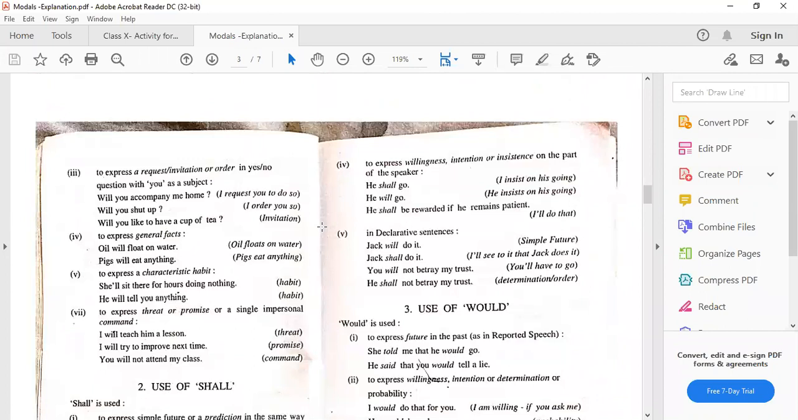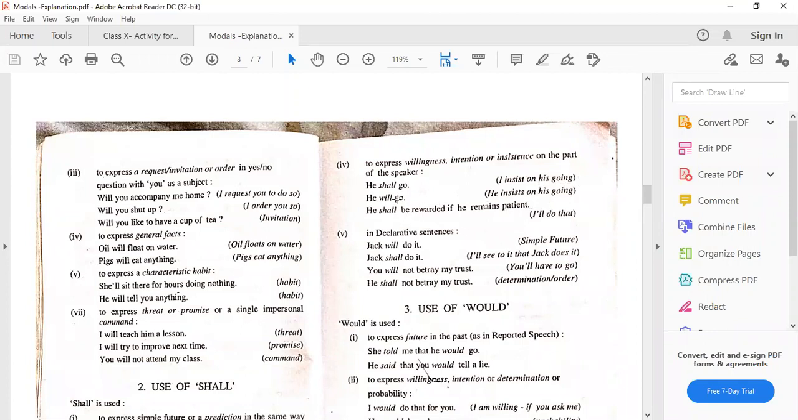Next, to express willingness, intention or insistence on the part of the speaker. जो बोलने वाला है उसकी willingness, intention या insistence आप show करना चाहते हो. He shall go means I insist on his going, मतलब वो जरूर जाए. He will go, he insists on his going. He shall be rewarded if he remains patient.